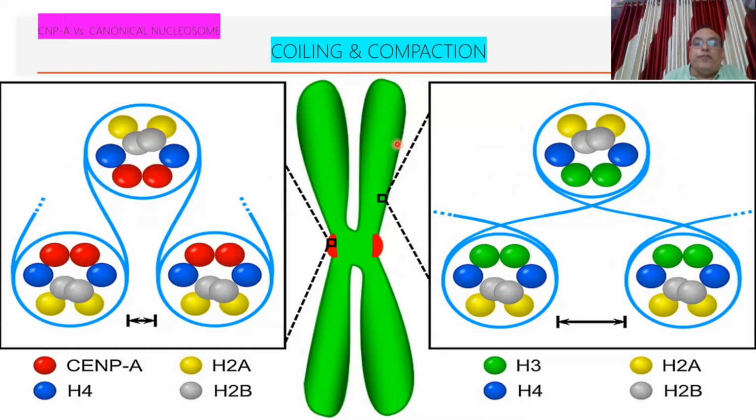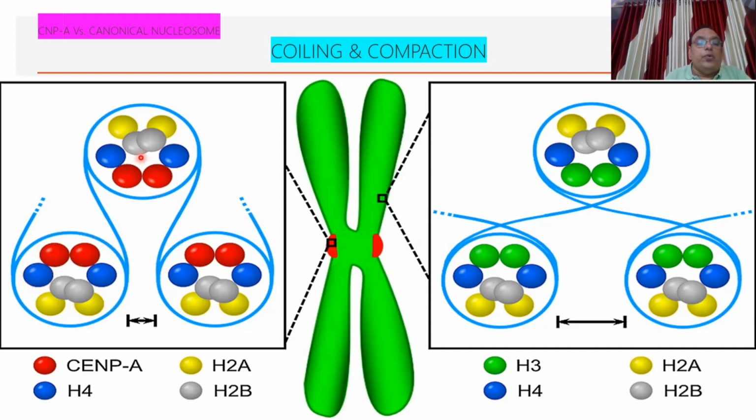Okay, but what is the difference? The difference is in H3. Here, the H3 is CEN-H3, that is the H3 found at the centromere, which is different from the canonical, the usual H3. In the human case, it is called CENP-A, centromeric protein A. So the difference between these two is that it is H3 in canonical, whereas CENP-A in centromeric nucleosomes.